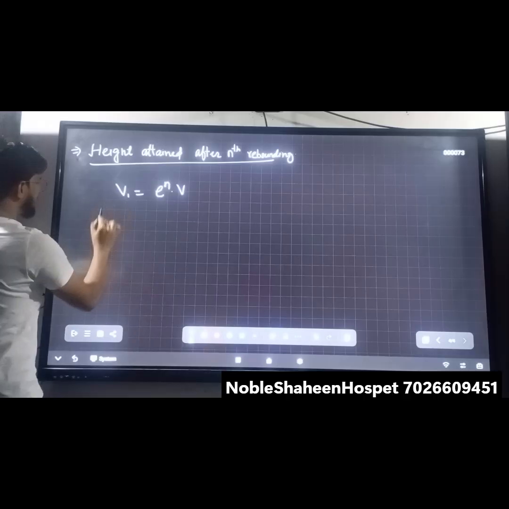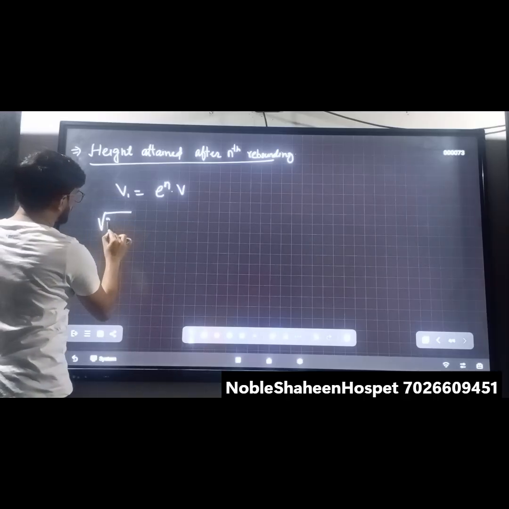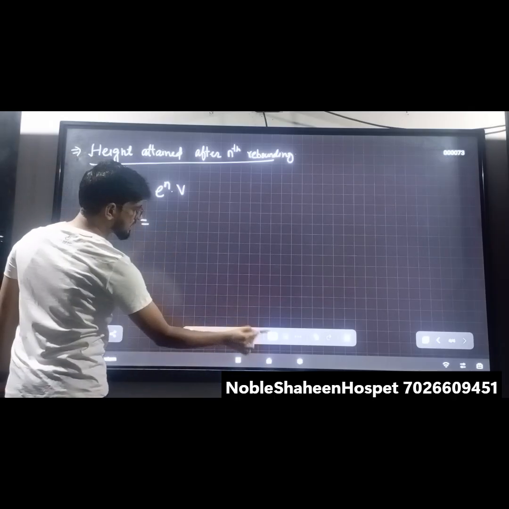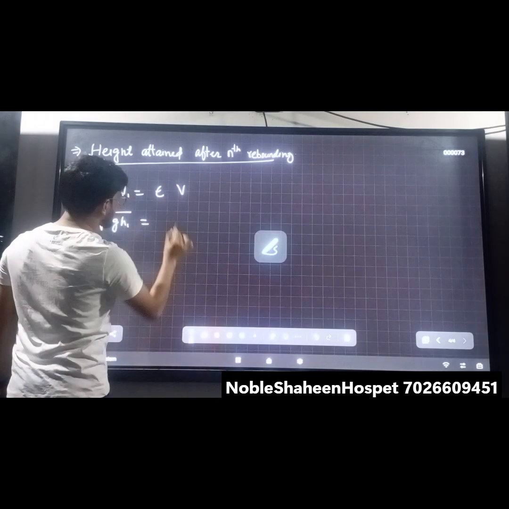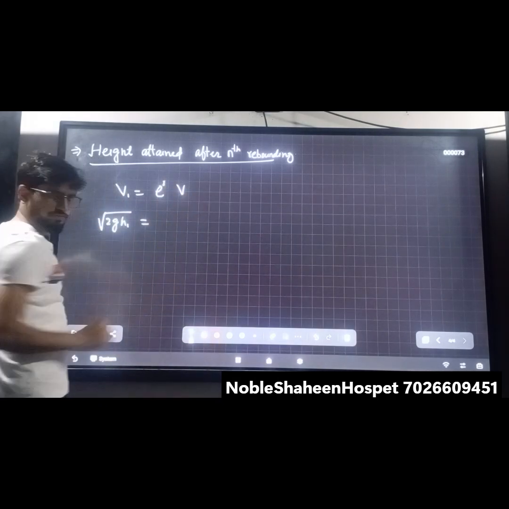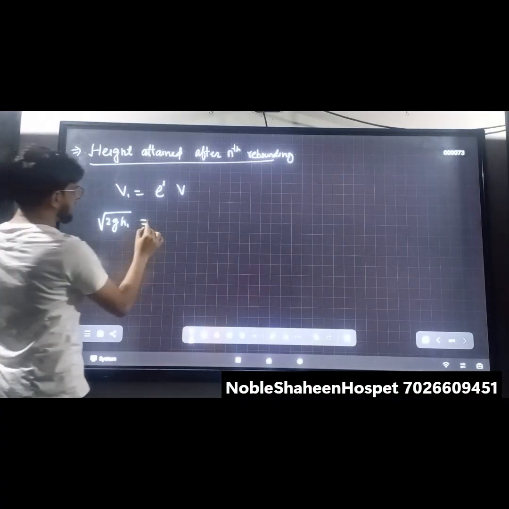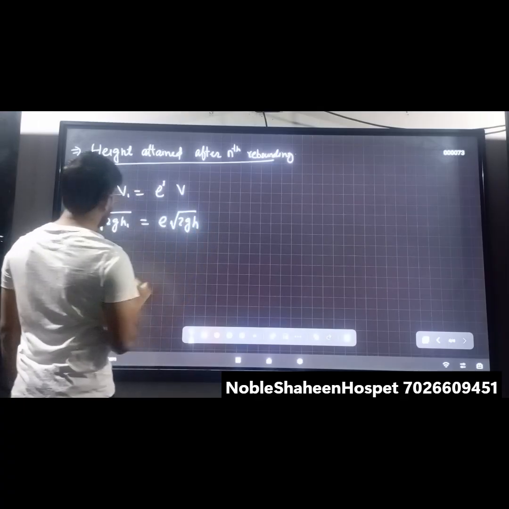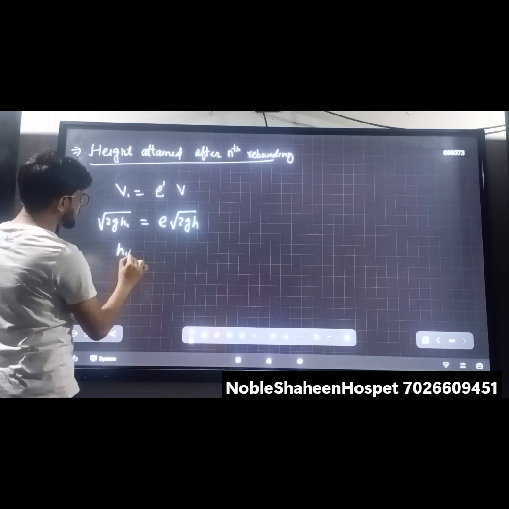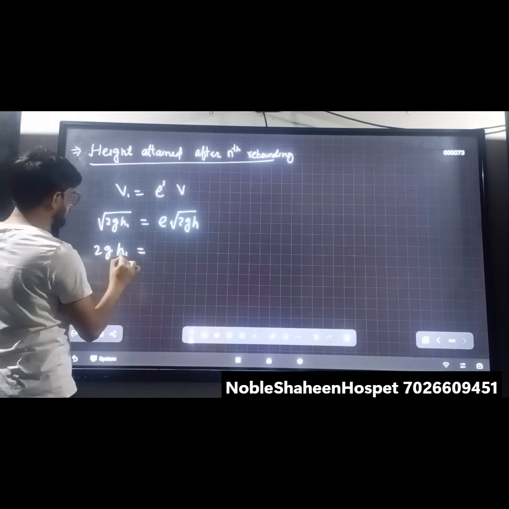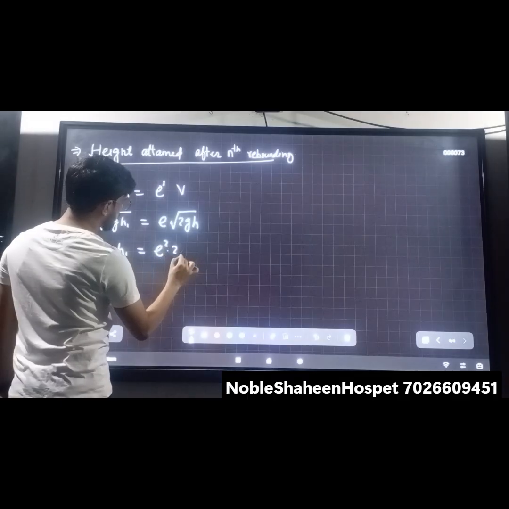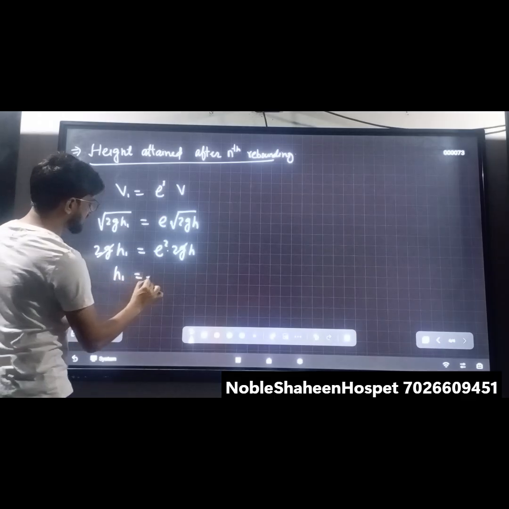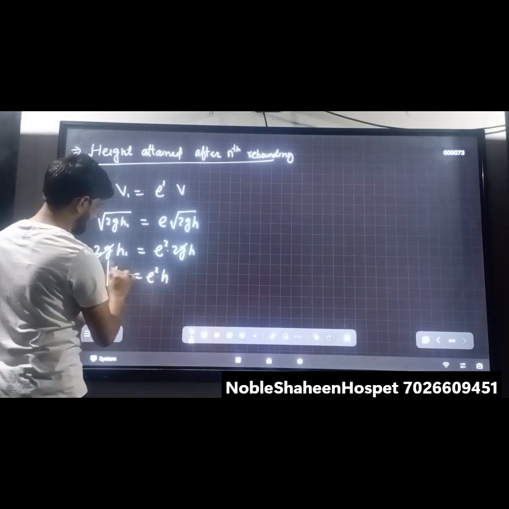Or we can say that V1 can be written as under root of 2g h1, which is equal to e to the power 1 into V. So under root of 2g h1 can be written as e into under root of 2gh. By squaring both sides we will get 2g h1 is equal to e square 2gh. 2g will cancel each other, or we can say h1 is equal to e square into h.